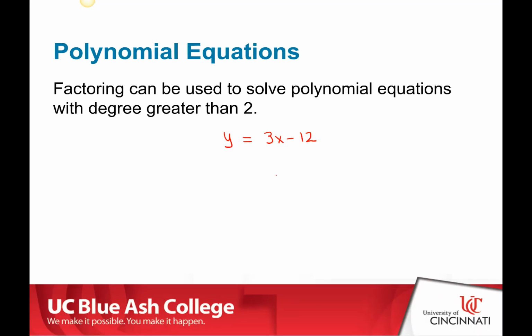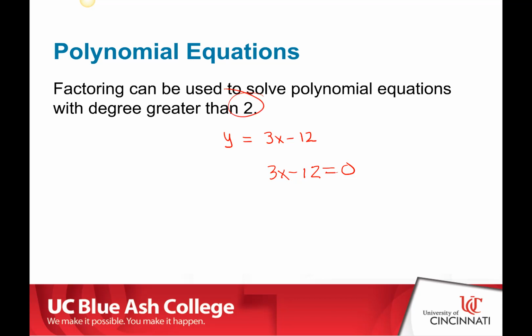If we set this equal to 0, we're almost as good as done here, aren't we? We don't have to factor that out. Move the 12 over, divide by 3, and you can look at it and see that x is 4. Okay? So the degree has to be 2 or bigger.